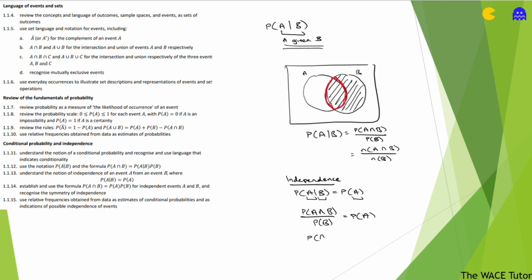Rearranging, we get P(A ∩ B) = P(A) × P(B). So, if two events are independent, then the probability of A intersect B is equal to the probability of A multiplied by the probability of B. This is referred to as our test for independence.